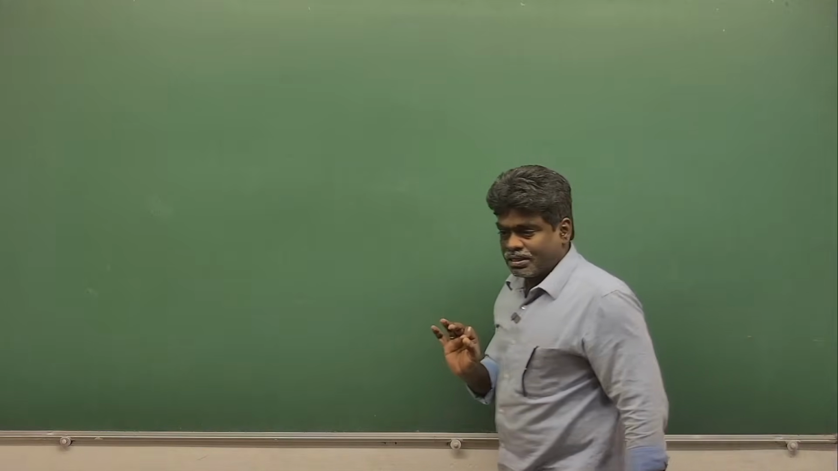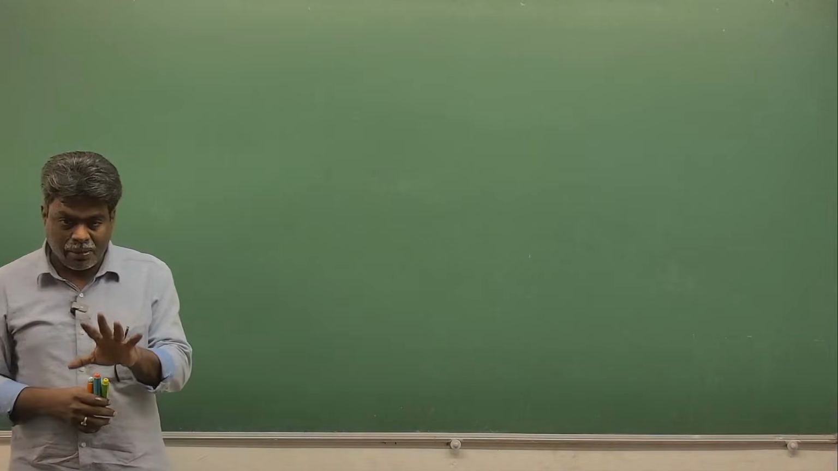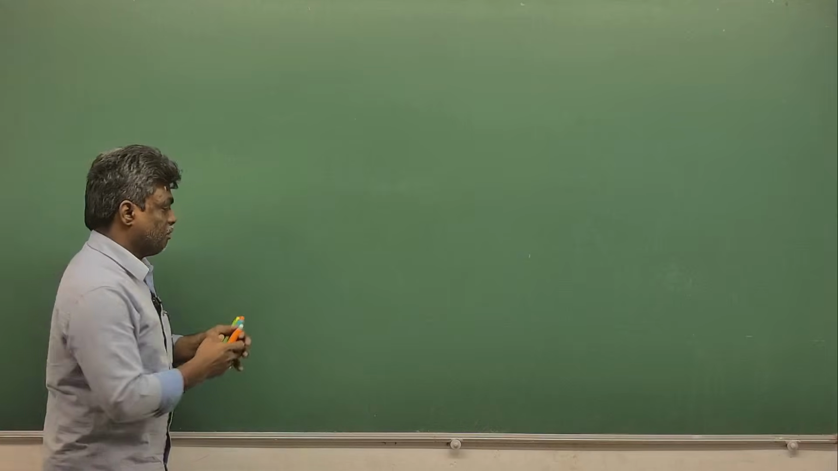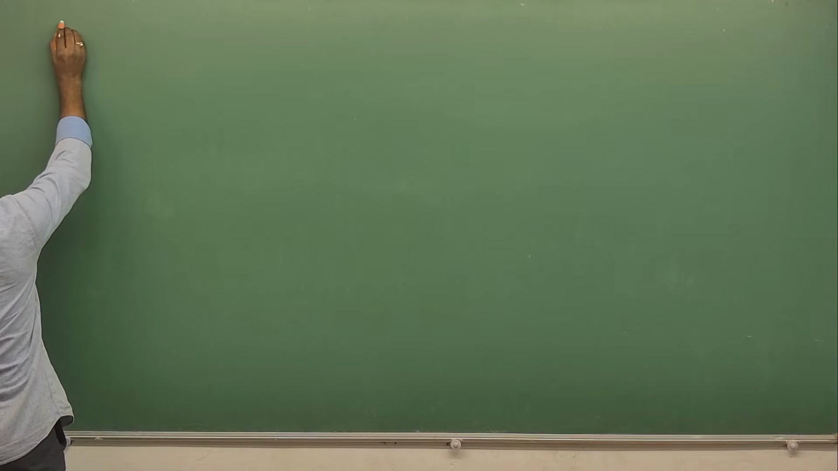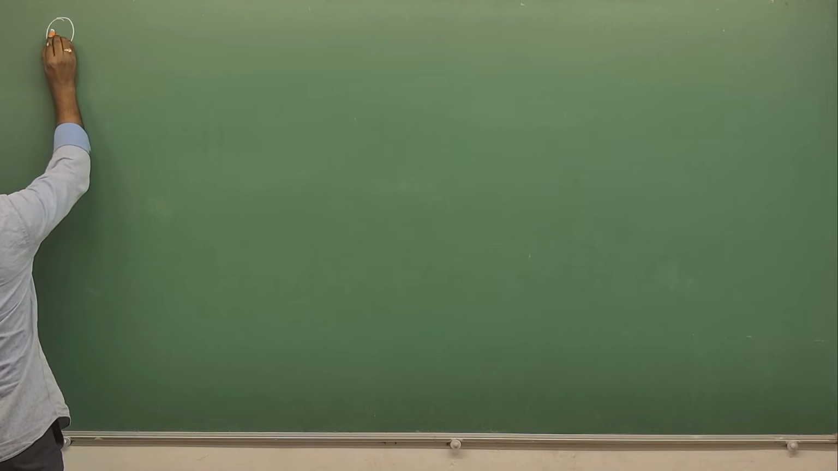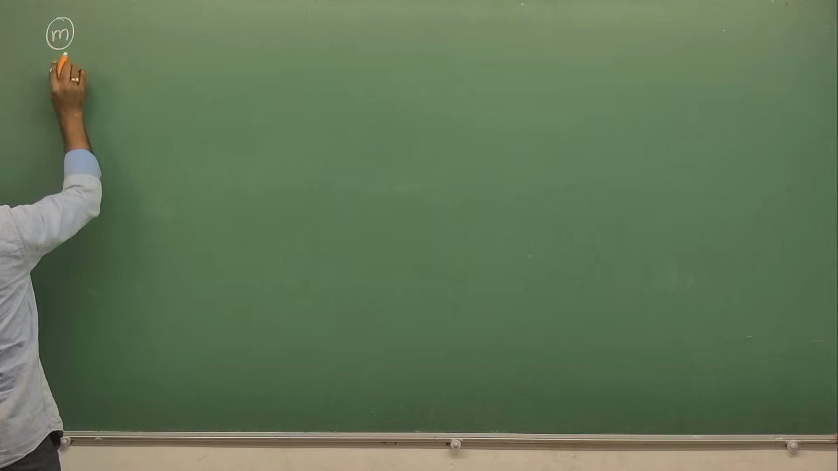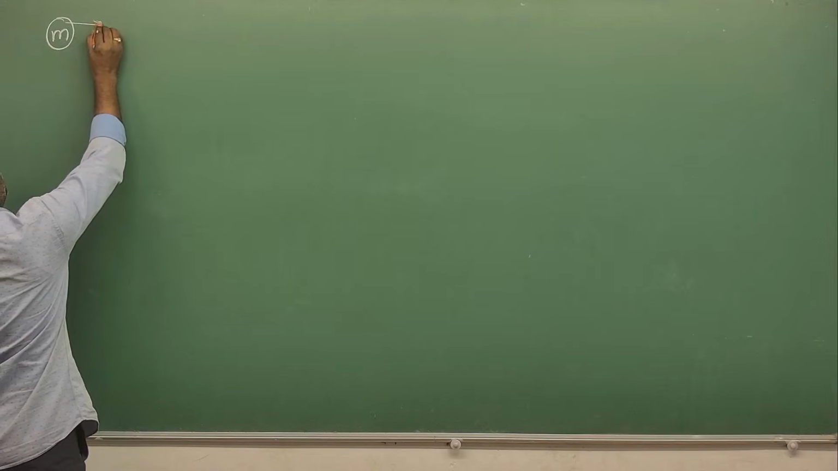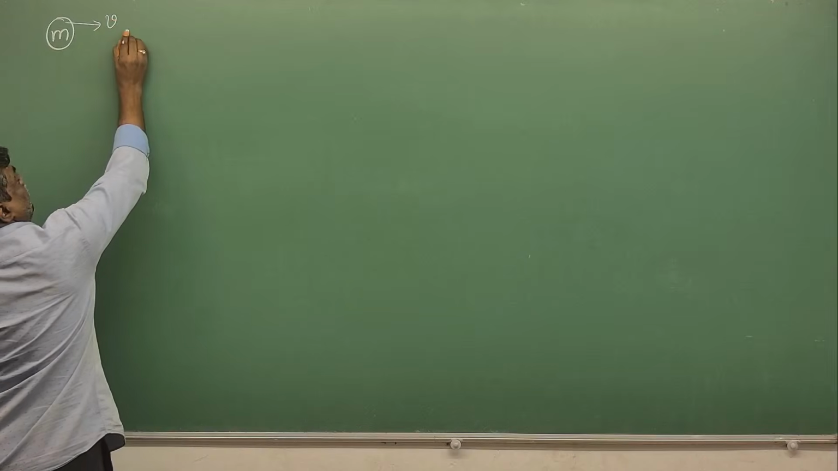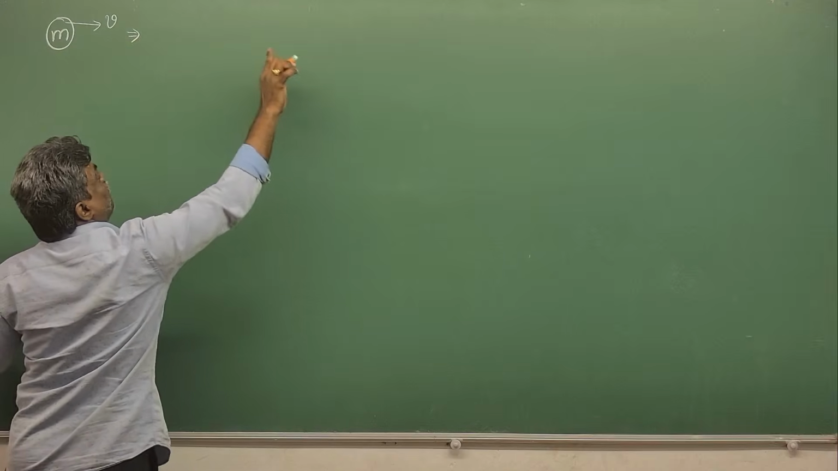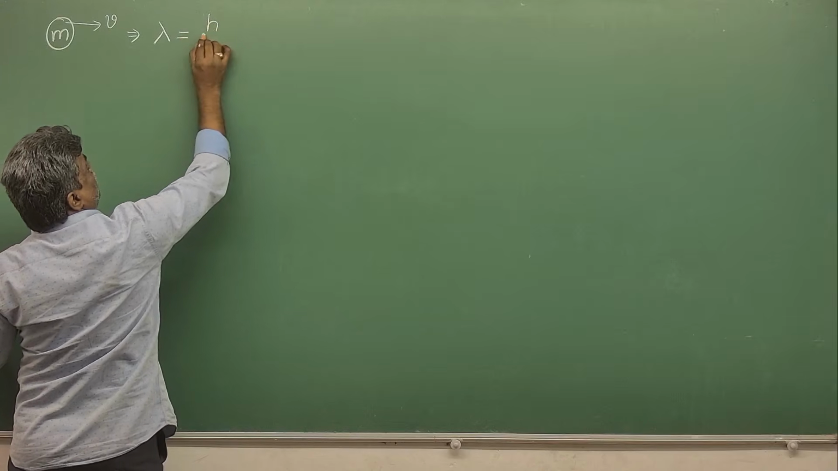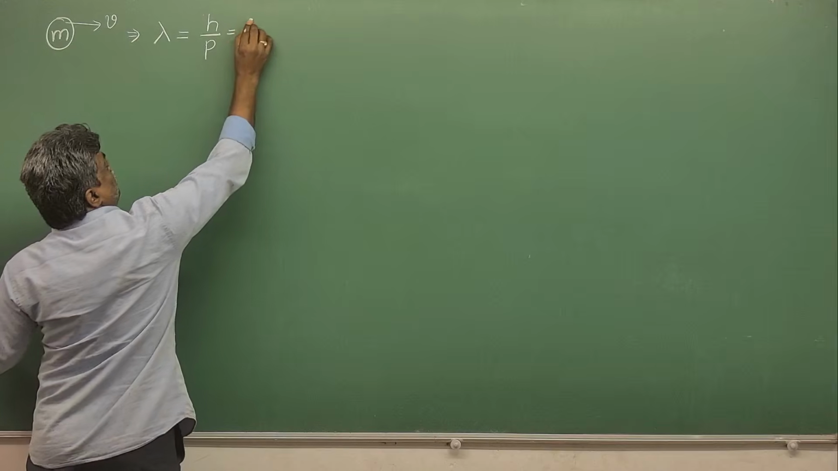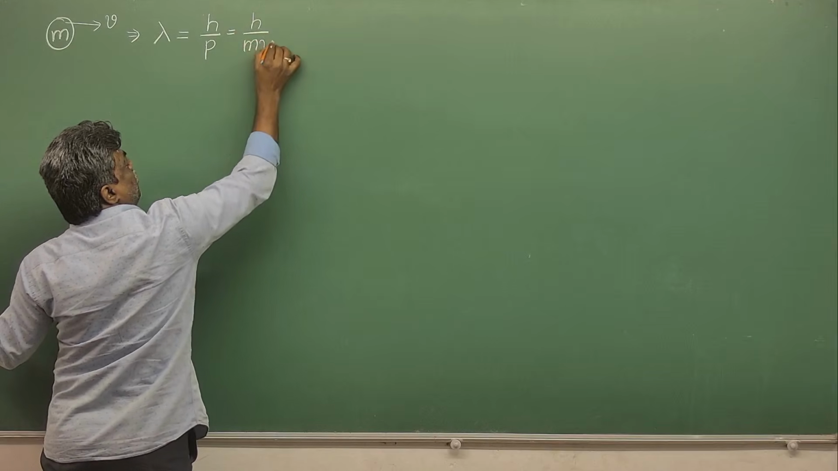The summary of the last lecture: we have discussed the de Broglie wavelength, right? Once again, what is this de Broglie wavelength? In the last class we discussed that if a material particle of mass m is moving with a velocity v, then it is associated with a wave called a matter wave whose wavelength lambda equals h by p. So that's h by mv.